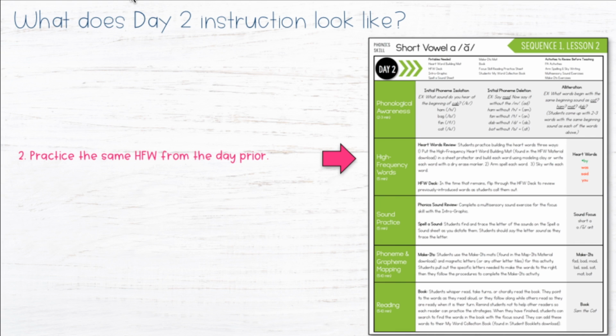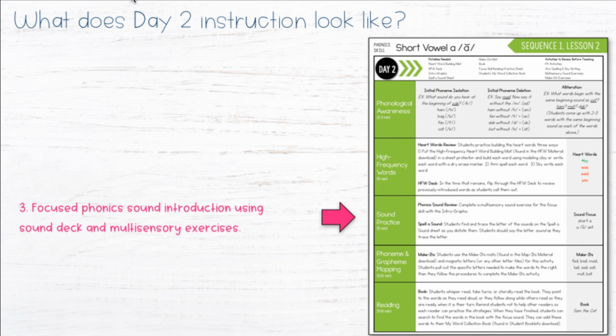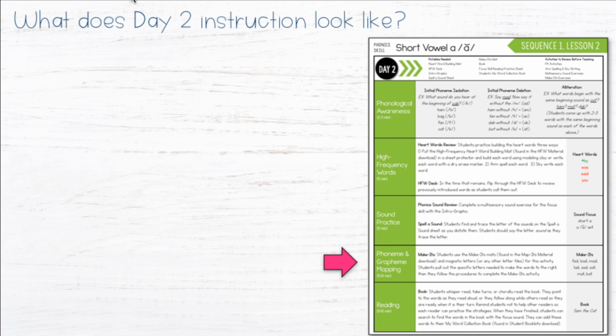Again, you're going to focus on the same high frequency words from the day before and the high frequency words that you'll find in the decodable book that you're going to use. You're going to again do multisensory exercises with the specific phonics sound. In this case, we're going to focus on the sound deck again, and then we do something called spell a sound in our program. That's another activity focusing on the sound. Then of course you're going to do some mapping again, but this time you're making word chains. Word chains are where one phoneme of the word changes and you make a new word. That's during day 2.